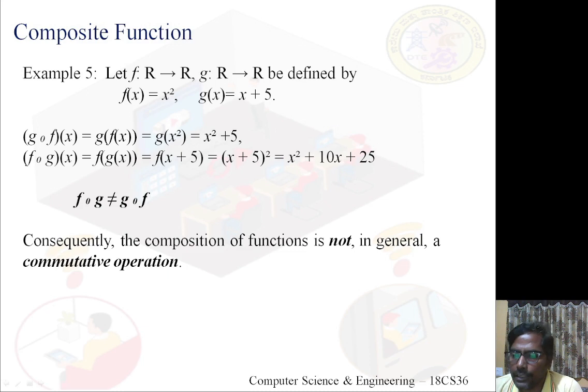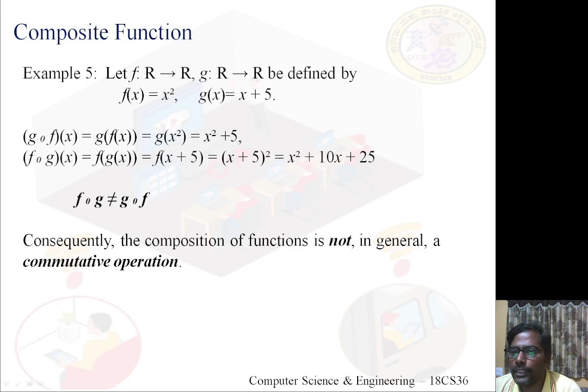Now, in this slide, I need to state that in general, composite functions need not be commutative. I want to justify to you that composite functions need not be commutative. See, for example, let f and g be functions from R to R.